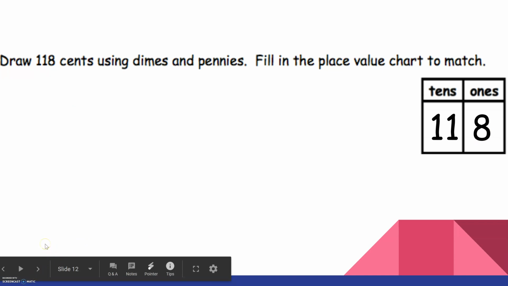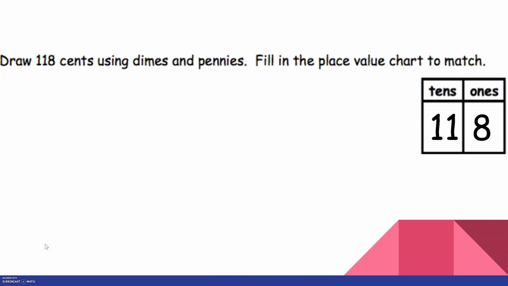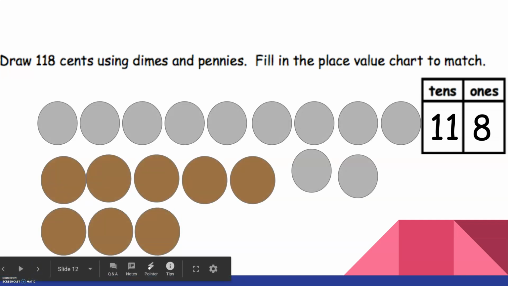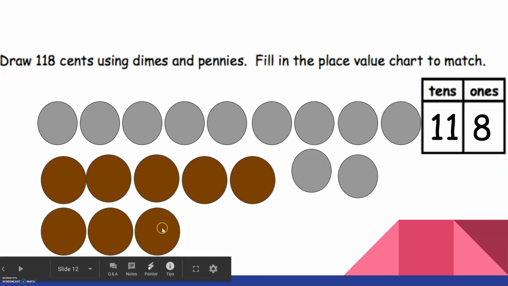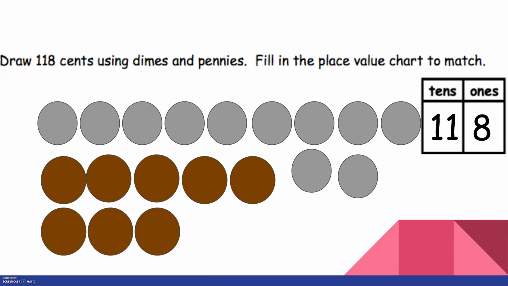Now, that matches our dimes and pennies. So how many dimes do we need? 11. And how many pennies? 8. So go ahead and check your work with mine. I have 1, 2, 3, 4, 5, 6, 7, 8, 9, 10, 11 dimes, and 1, 2, 3, 4, 5, 6, 7, 8 pennies. Go ahead and check your work.